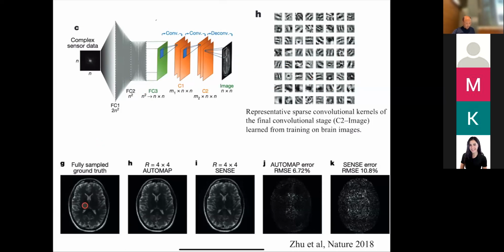This is just showing the comparison. This is the ground truth. This is 4x4 acceleration, so I've accelerated 4 times in both dimensions, since this is just a simulation, you can do that. This is AutoMap, and this is the SENSE recon that we talked about. And this is the root mean squared error. So here you have a 10% error, here you're down to 6% error. Okay, so AutoMap is already outperforming the state of the art there.